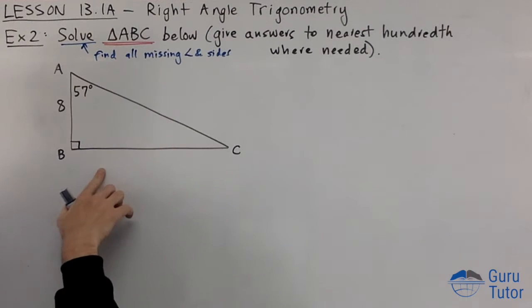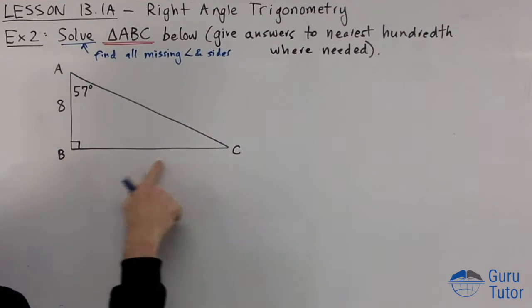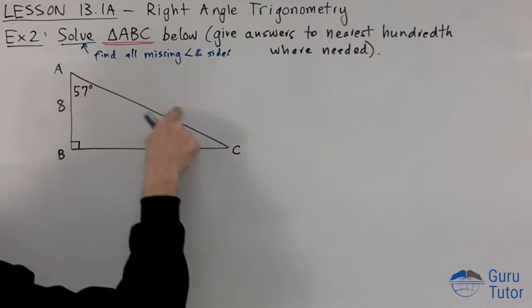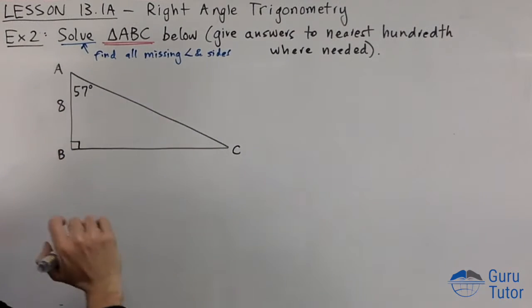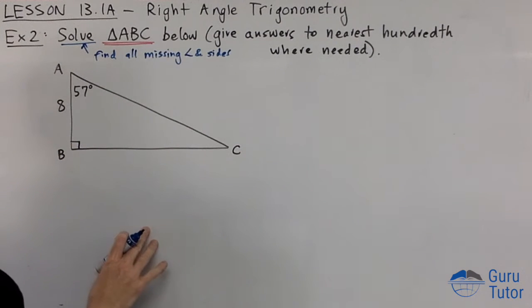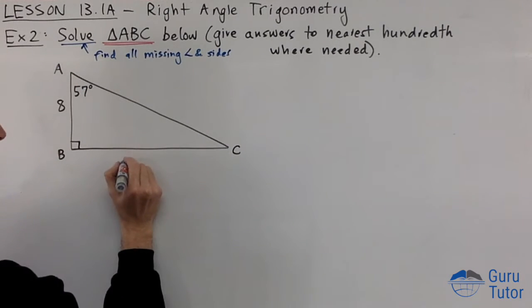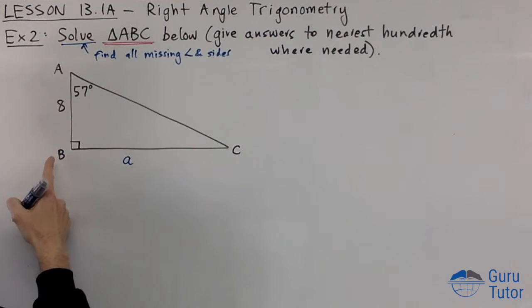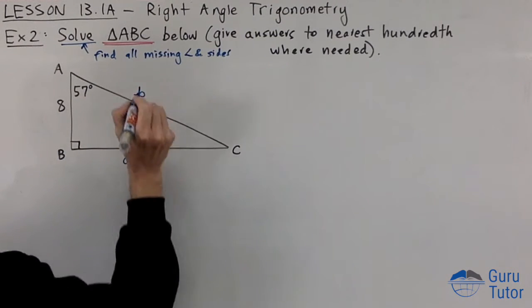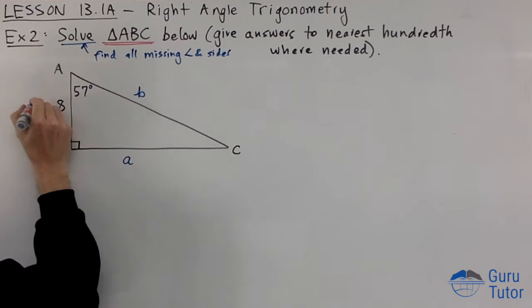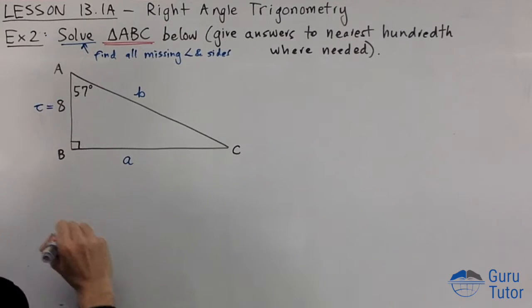How do we label the sides? Well, you can call this side BC, you can call this side AC, and you can call this side AB. But when we're doing trigonometry and we're using triangles, we use lowercase letters. So the side a is always opposite the angle A. That's going to be side a. Angle B, so this is going to be side b. Angle C, this is going to be side c. So c equals 8, we already know that.